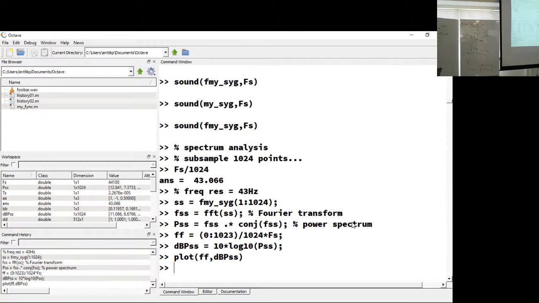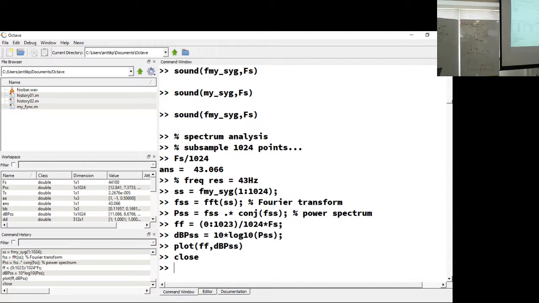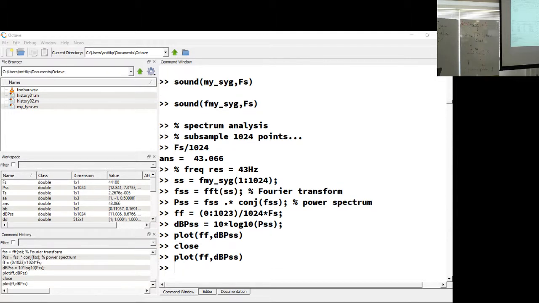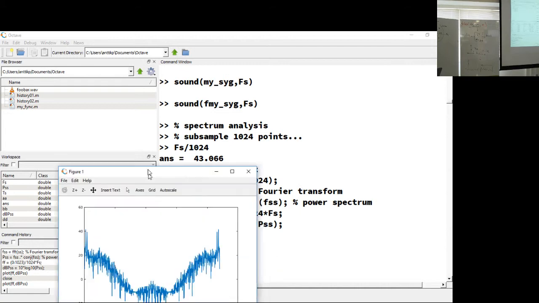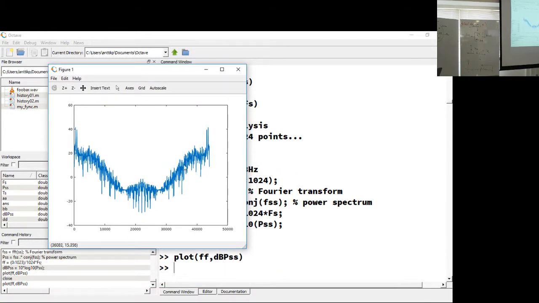What happened? Close the window and plot it again. Yep, there we go. So basically this is from 0 to sampling rate. We need only the half of it. Okay, so let's plot it again.